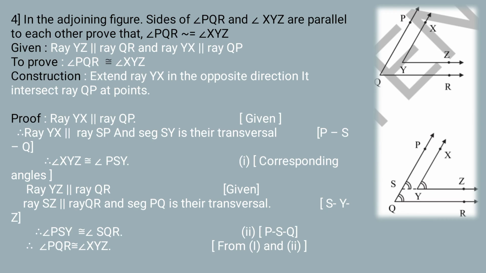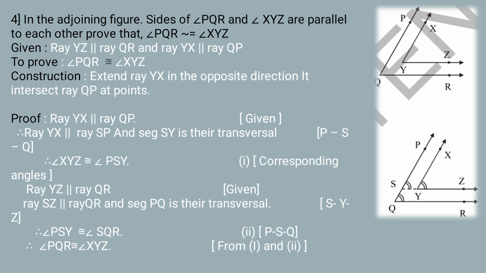Hence, the last question of practice set 1 is: in the adjoining figure, the sides of angle PQR and angle XYZ are parallel to each other. Prove that angle PQR is congruent to angle XYZ. Given: ray YZ is parallel to ray QR and ray YX is parallel to ray QP. To prove: angle PQR is congruent to angle XYZ.